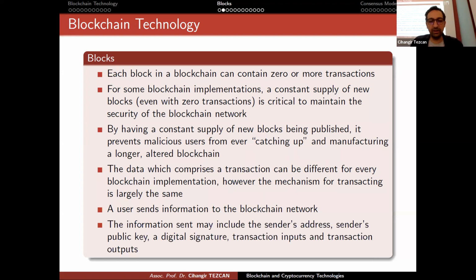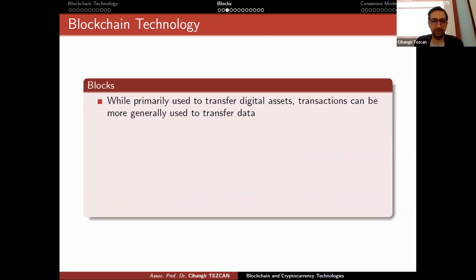The information sent may include the sender's address, sender's public key, a digital signature, transaction inputs and transaction outputs. And actually this is valid for cryptocurrencies too. While primarily used to transfer digital assets, transactions can be more generally used to transfer data. So this is important. In cryptocurrencies, we are always focusing on transferring digital assets, but you can also create more general blockchains where you use it for transferring data.